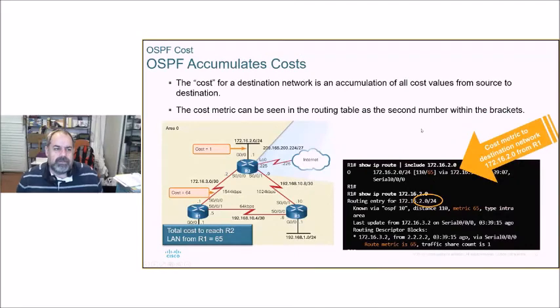So OSPF accumulates costs. The cost for a destination network is an accumulation of all the cost values from source to destination. So the cost to reach R2 from LAN 1 is 65, because you've got 1 there, you've got 1 there, and you've got 64 there. So that's what the cost is. And so as you can see, 110 is the admin distance, 65 is the metric.